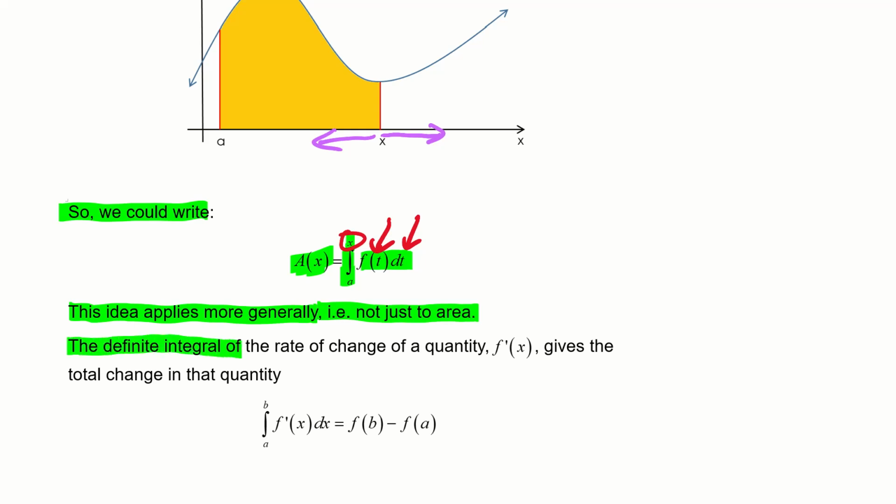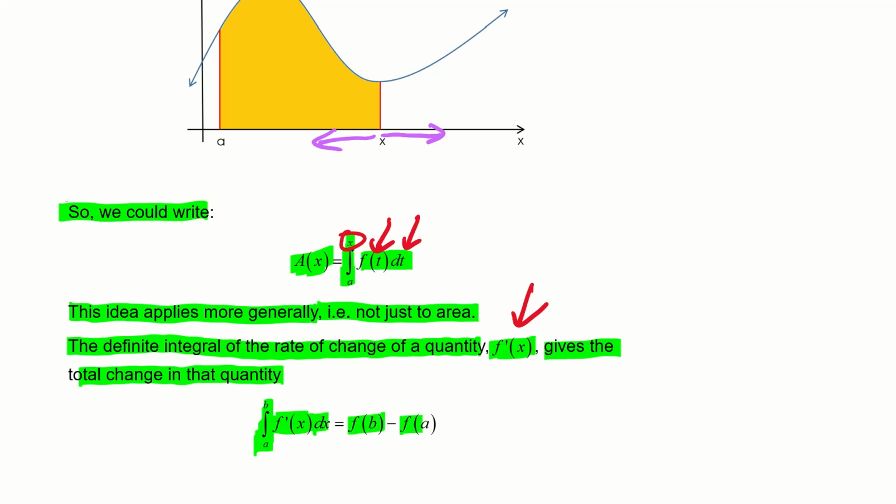The definite integral of the rate of change of a quantity, f dashed of x, remember this is the first differential, so it's the rate of change of f, gives the total change in that quantity. The integral from a to b of f dashed of x, that's the rate of change, is equal to f of b minus f of a, and that would be the total change in that quantity over the interval from a to b.